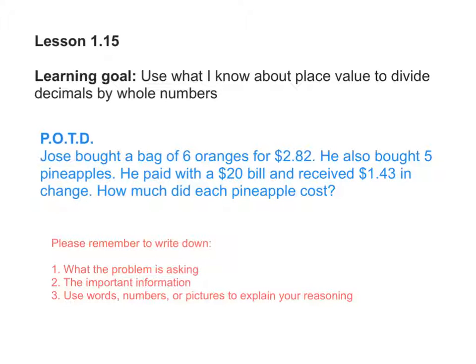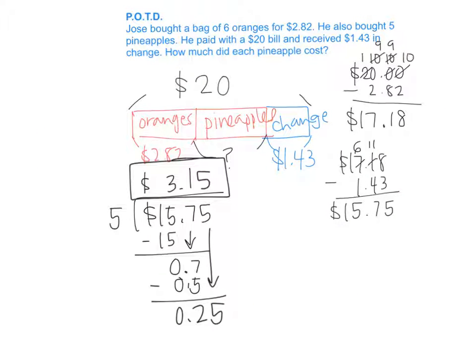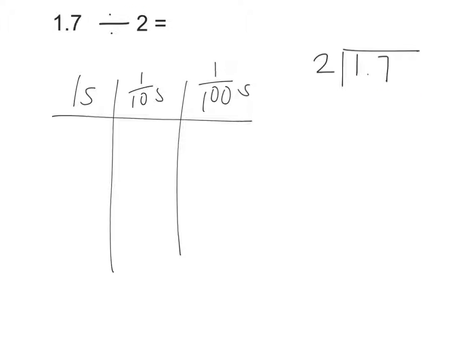Okay, this is lesson 1.15, and the learning goal today is to use what we know about place value to divide decimals by whole numbers. Let's take a look at this problem. Okay, we're going to do the standard algorithm as well as the place value chart.